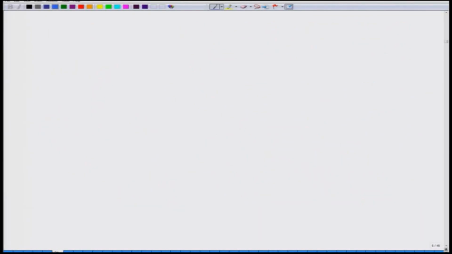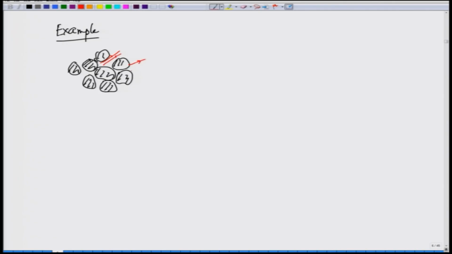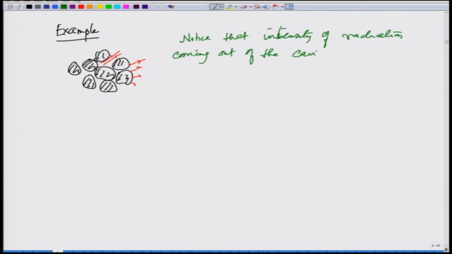All right. A good example of this, whatever I said just now, is when you have these coals which are burnt in a furnace, and sometimes these coals form a cavity. Right. So, for example, here could be a cavity and radiation coming out of here, radiation also coming out of these burning coals. What you will notice is that intensity of radiation coming out of the cavity is largest.